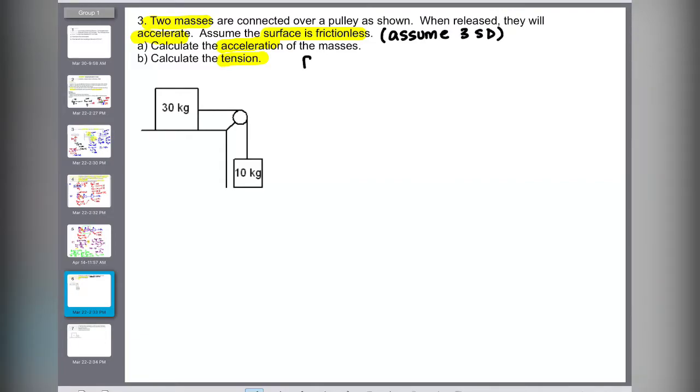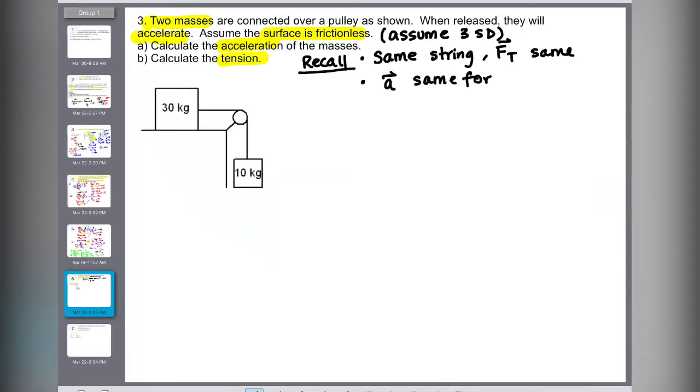Okay, so just a little bit of recall. At the beginning of the lesson, we talked about every time when I'm having the same string, there is an assumption that the FTs are the same. So for the same string, we can assume that the FTs are the same. And then the other assumption is because the objects are tied together, their accelerations also have to be the same. Okay, so the accelerations are the same for both objects since they're tied together.